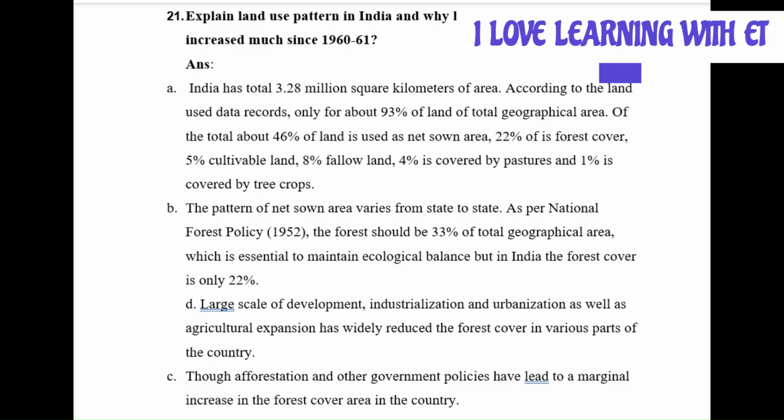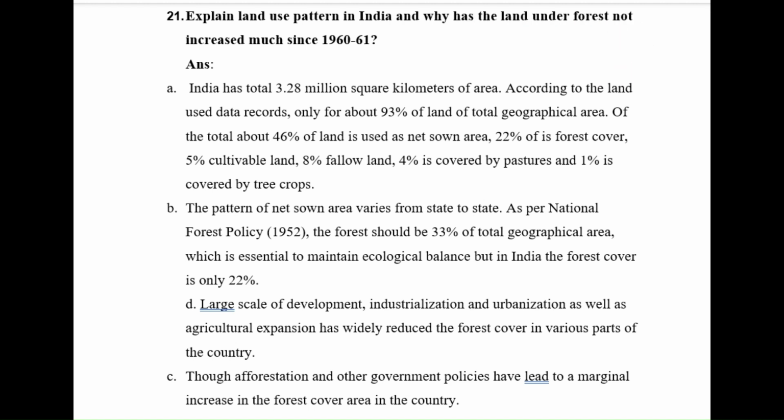21. Explain land use pattern in India and why has the land under forest not increased much since 1960-61? Answer. A. India has a total of 3.28 million square kilometers of area. According to the land use data records, data is available for about 93% of the total geographical area. Of the total, about 46% of land is used as net sown area, 22% is forest cover, 5% cultivable waste land, 8% fallow land, 4% is covered by pastures, and 1% is covered by tree crops.